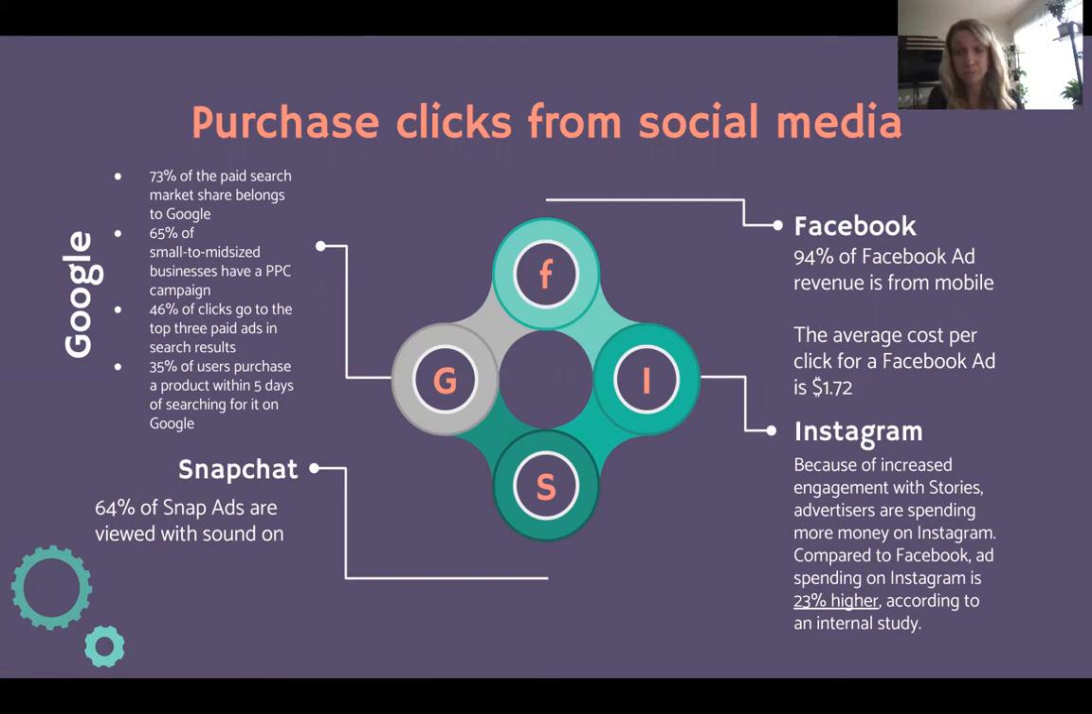So the average cost per click for a Facebook ad is $1.72 in 2020. So not cheap. And then Instagram, again, owned by Facebook. Because of the increased engagement with stories, advertisement on stories, advertisers are spending way more money on Instagram because it has that human feel. It's easier when people are clicking through stories to just insert that ad there. It's a lot harder for people to skip over it. So compared to Facebook, ad spending on Instagram is actually nearly 25% higher. It's just a much more friendly platform for those visuals and for people to have tailored advertisements shown right to them, clicking down that rabbit hole.